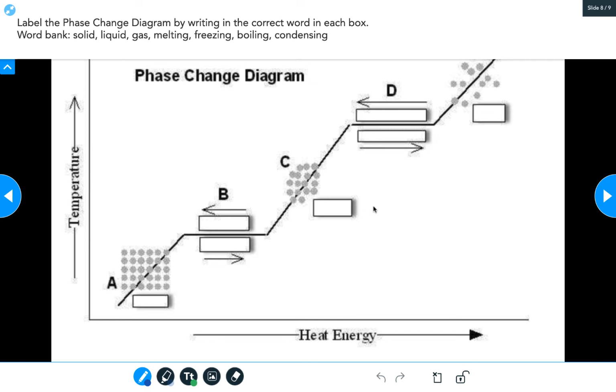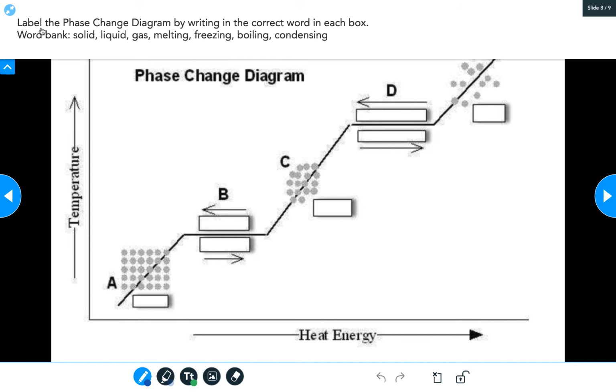Alright, what you're looking at here is a phase change diagram that's not labeled. I'm going to show you how to correctly fill out this phase change diagram so that you'll be able to fill it out on the next page. Now this describes how a substance goes from a solid to a liquid to a gas.